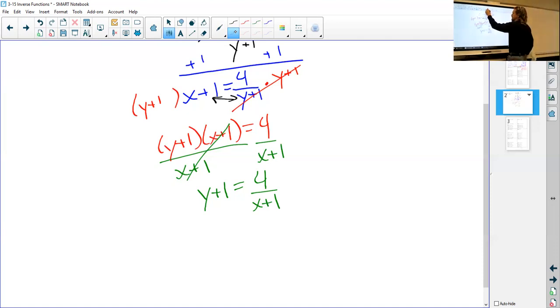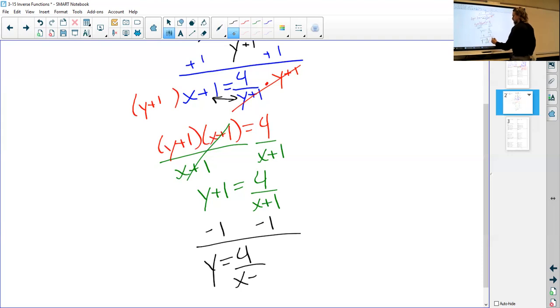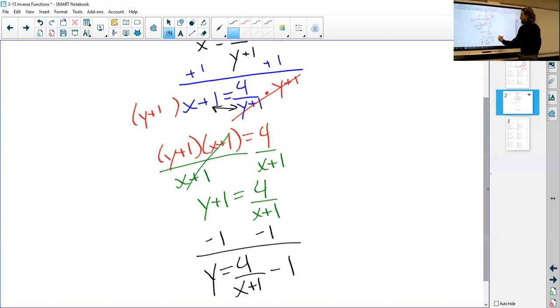Okay, anyways, one last step. Remember, we want to get y by itself, so we just have this minus 1 left over. So I'm just going to subtract 1 from both sides. I'm going to have y equals 4 over x plus 1, minus 1. y is by itself, so that becomes our answer. So the inverse of g of x is 4 over x plus 1, minus 1.